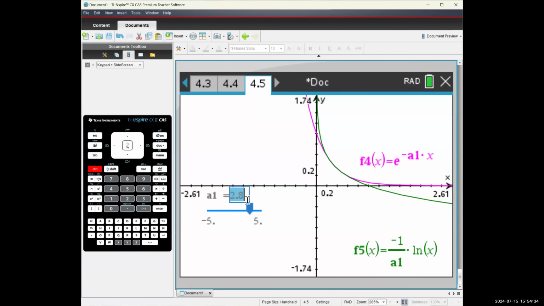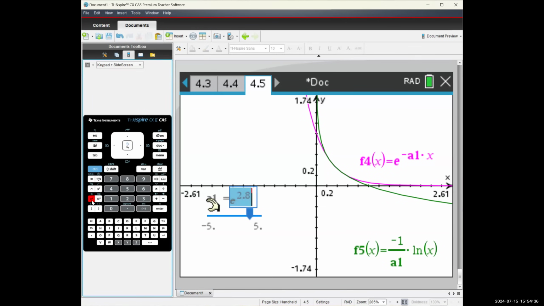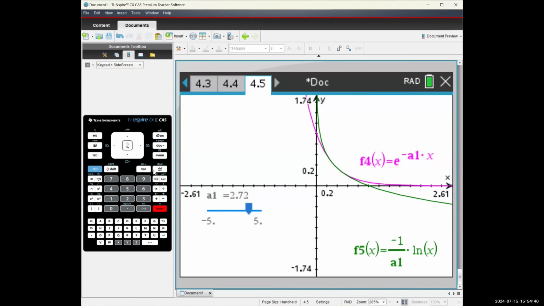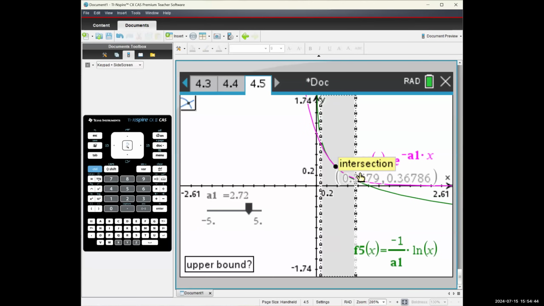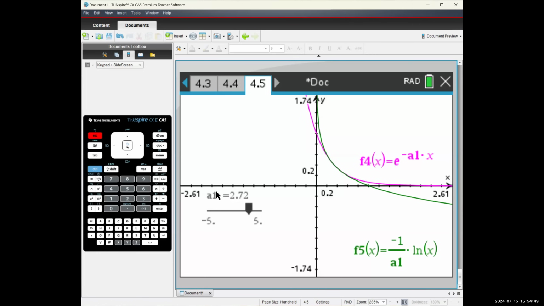So if I say this is 2.8, close to e to the power of 1, 2.72, analyze graph intersection. So if I take my a value equals e, then they touch each other with 1 point of intersection, okay? So a value must be larger than 0 but less than or equal to e, okay? So that's the first case.